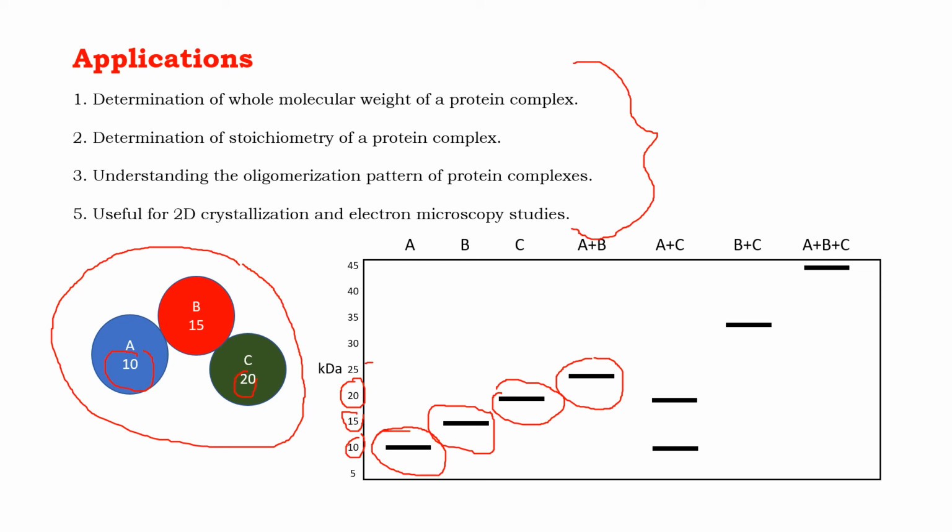Because in the figure you can see that A and B in the protein complex are interacting with each other. Similar will also be the case for subunits B and C, as they directly interact with each other, and so we will get a band at 35 kilodalton, and this band will contain both protein sequences of subunit B and C.